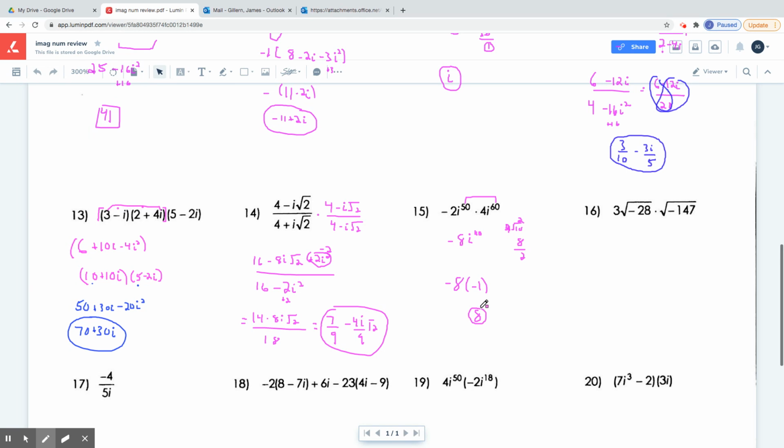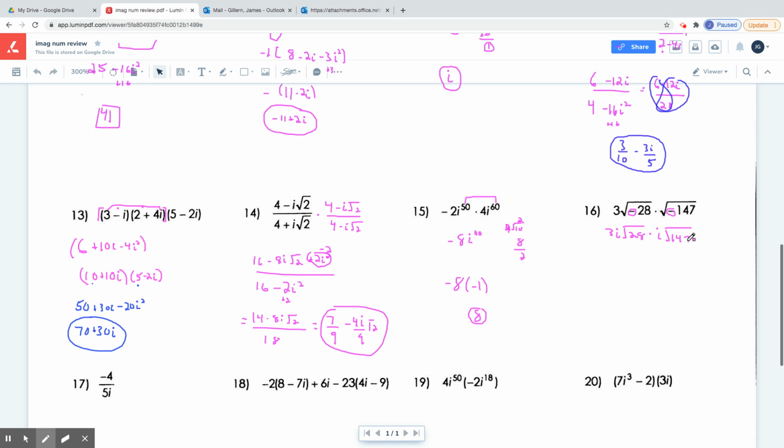You don't only have to do the last two numbers to figure out how many times 4 goes into it. I mean, you don't have to do 110. You could, you'll still get the same remainder every single time. All right, so first thing I would do here, we have the negatives, right? So let's pull out the i. So 3i root 28 times i root 147.